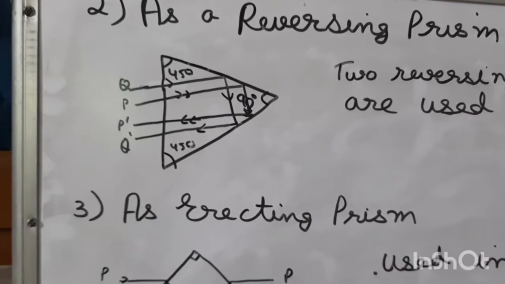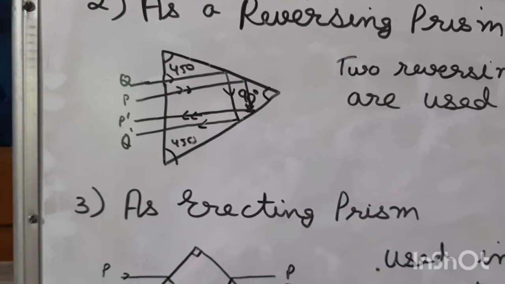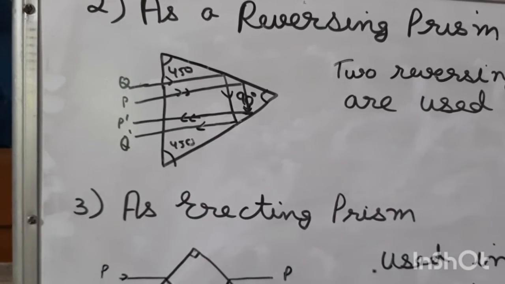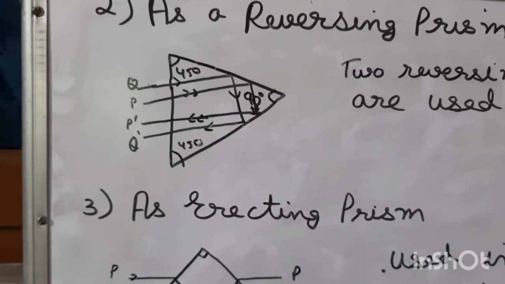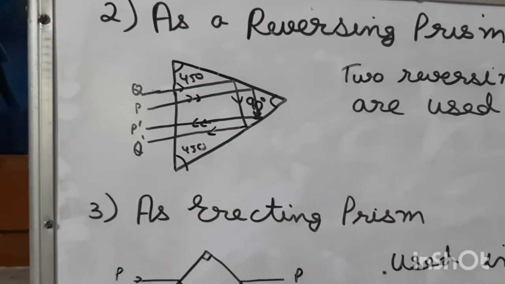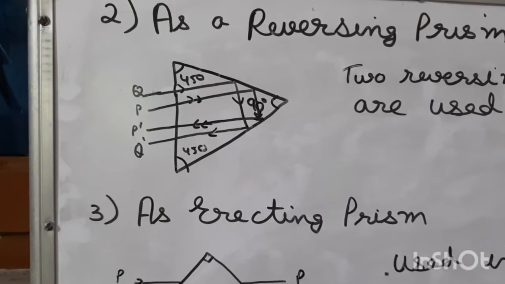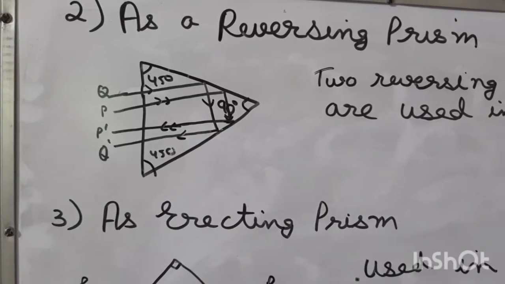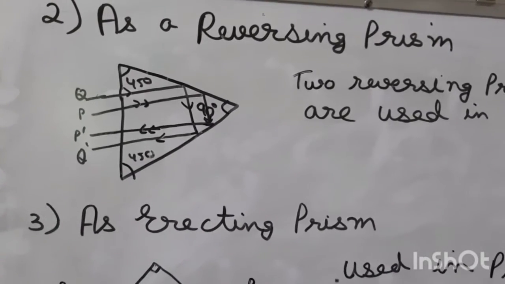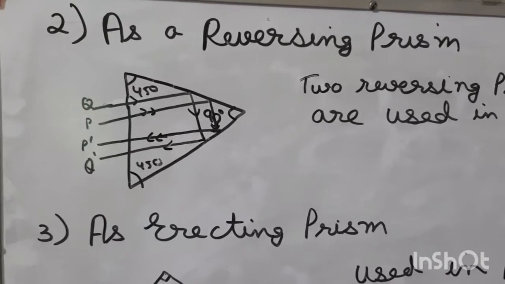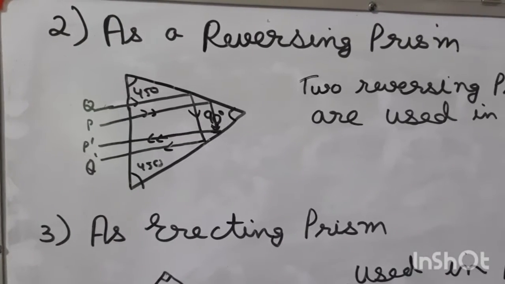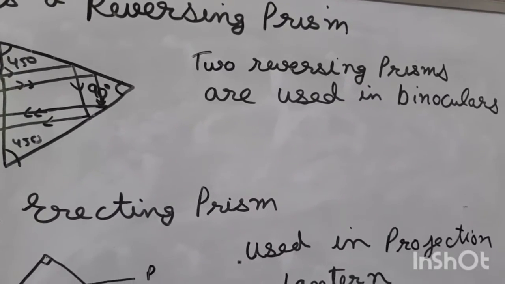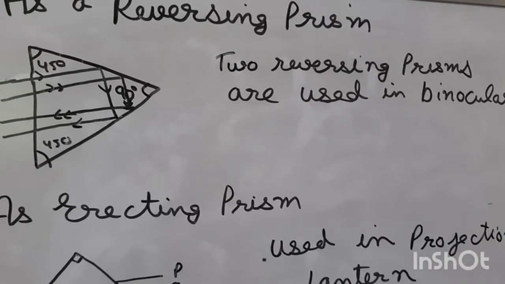totally internally reflected by the other two shorter faces and it will come out of the hypotenuse only, but in the anti-parallel direction. Anti-parallel direction means the image of our object will be reversed by this concept. So by placing the prism in this way, we can use it as a reversing prism. Now, these types of prism are used in binoculars in which two reversing prisms are used.